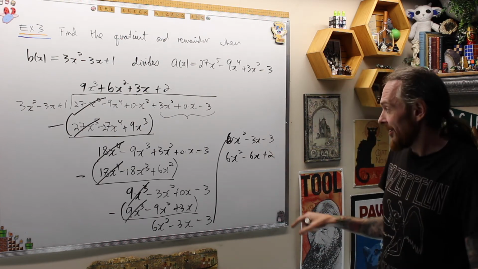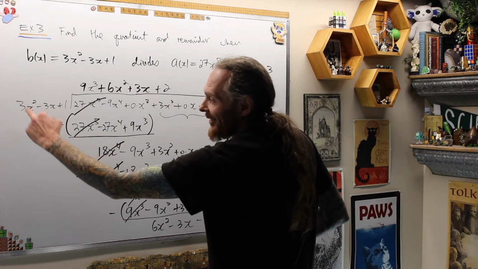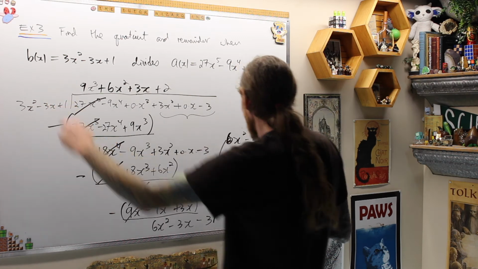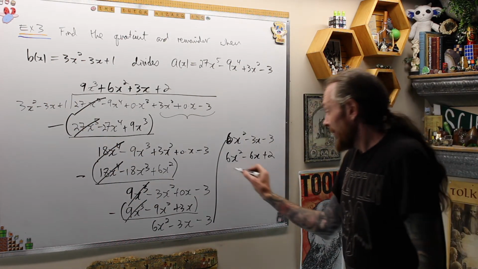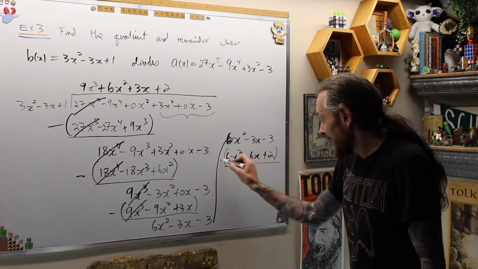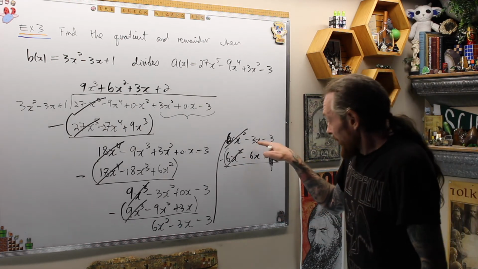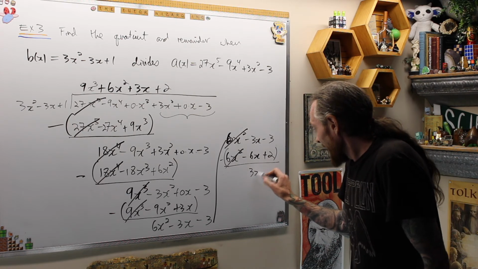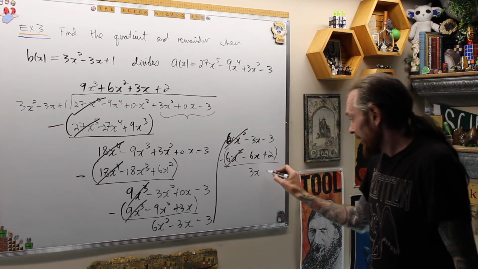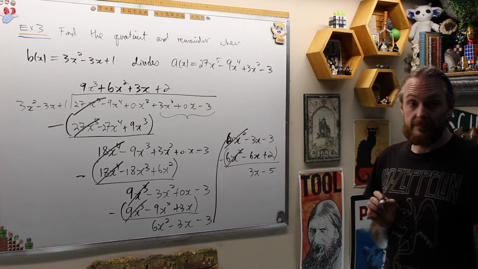I was doing it in my head, go slow. I was multiplying this by 2. So 6x squared minus 6x plus 2. Then I'm going to subtract those, put brackets, cancel, cancel. It didn't divide. Okay, good. So 3 minus minus 6 is 3x. Negative 3 minus 2 is negative 5.